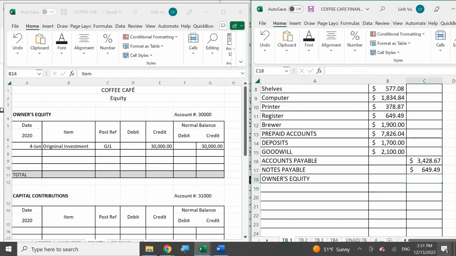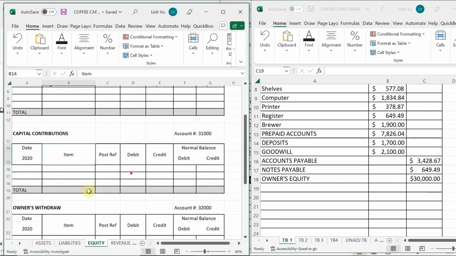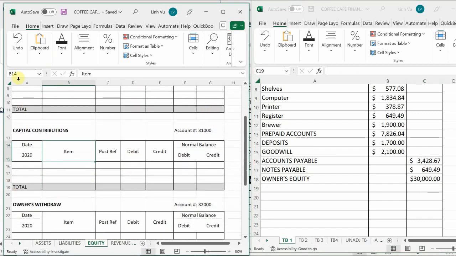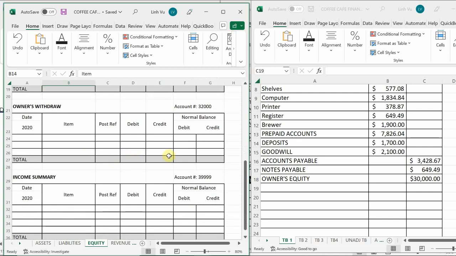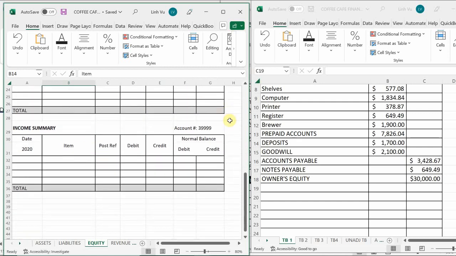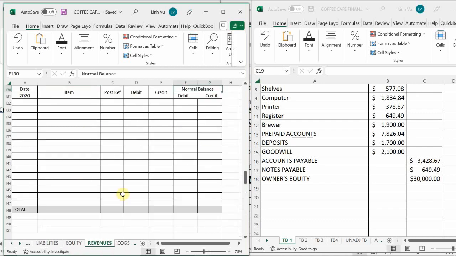And we started out the business with a $30,000 credit. We haven't had any other capital contributions, which is any investments that you added into your company, so nothing more so far. And we haven't done any owner's withdrawals, and we haven't done income summary yet. And so income summary is your retained earnings, okay? So nothing there yet.